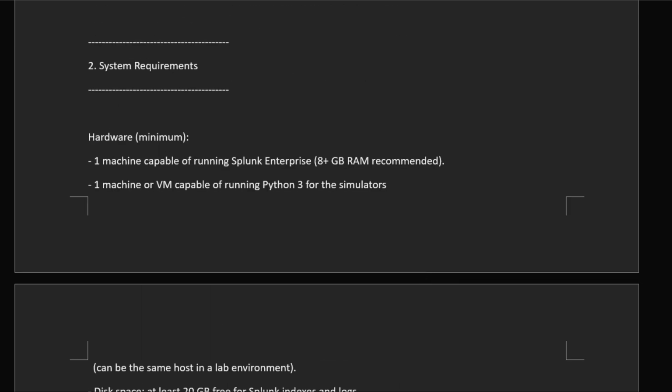Before you start, make sure your environment meets the basic requirements. You need a Linux or Ubuntu-based VM or desktop with Python 3 installed, at least one Splunk Enterprise instance with HTTP Event Collector enabled, and a modern web browser. The only Python dependency is the requests library, which we install with pip.